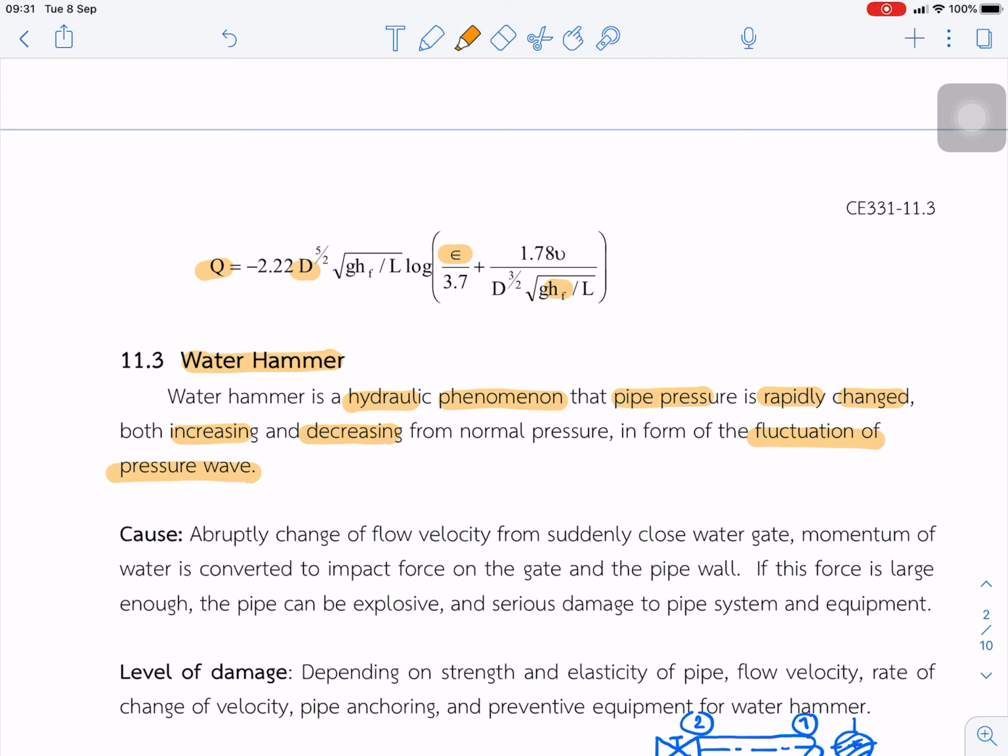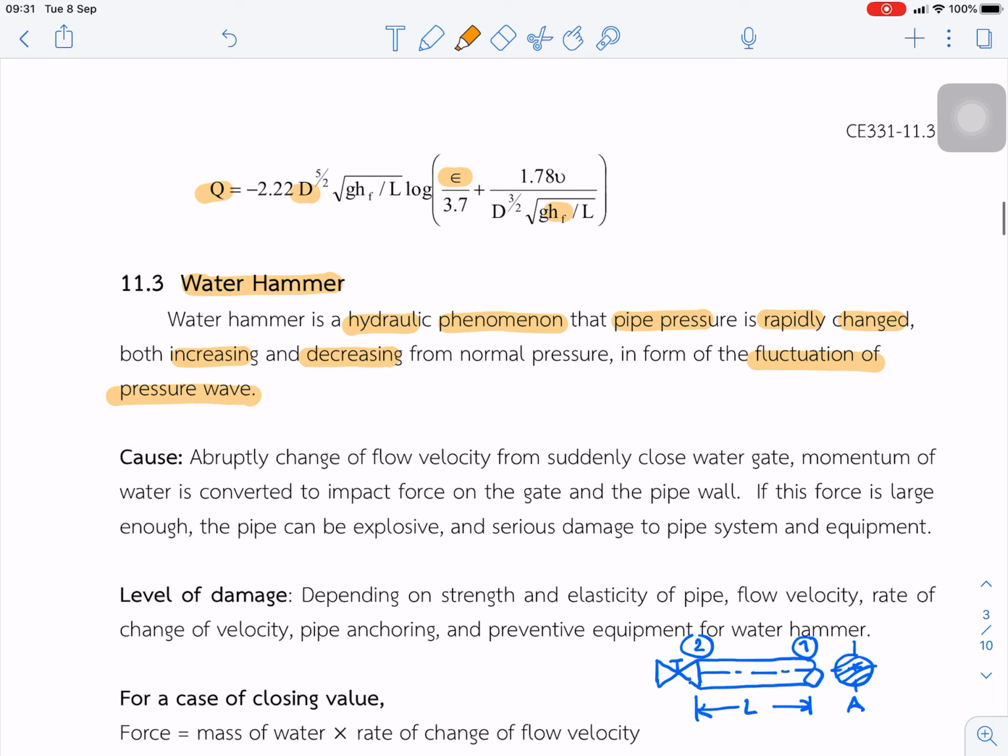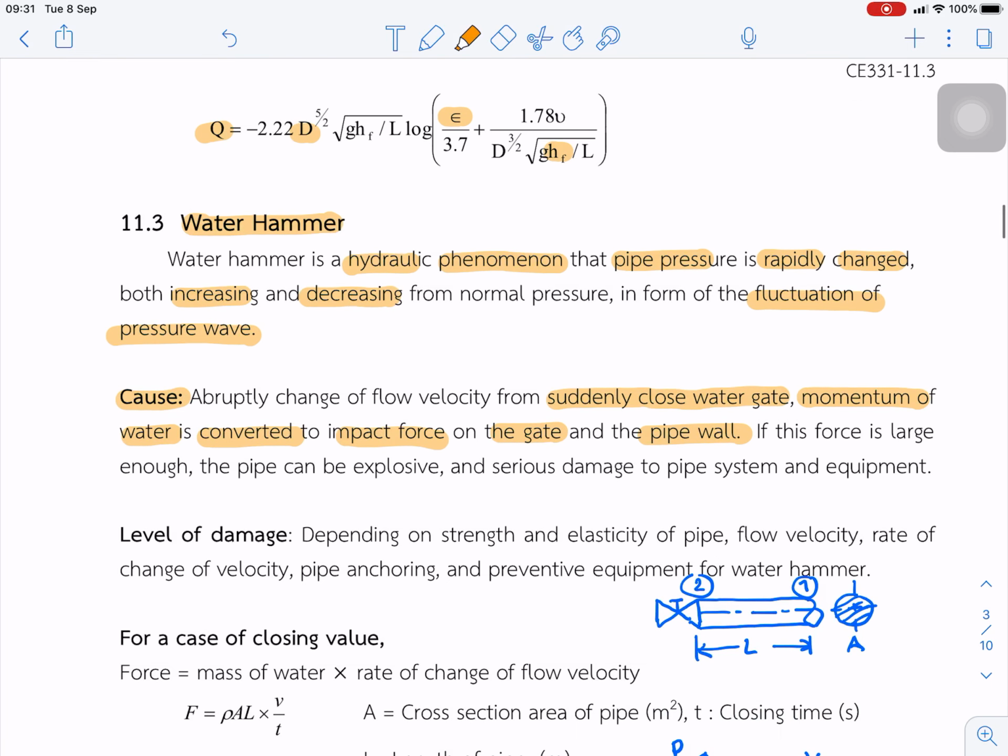Because of the water hammer, there is an abrupt change of the flow velocity from a suddenly closed gate, and the momentum of the wave is converted to an impact force on the gate and the pipe wall. If this force is large enough, the pipe can explode. That is very important, because it can cause serious damage to the pipe system and equipment. So we have to learn about this water hammer.